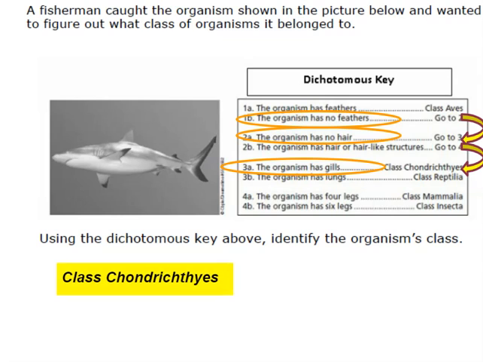Class Chondrichthyes. The last part of that word, ichthyes, refers to fish in Latin. Chondrichthyes refers to all the fish that have cartilage instead of bone. That's cartilaginous fish, like sharks, and even rays. They're close cousins of the shark.